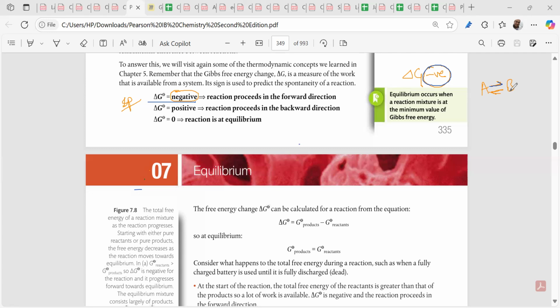Forward, right? If the Gibbs energy is positive, the reaction is non-spontaneous. What does a non-spontaneous reaction tell you? The reaction is moving in the backward direction. So in any reversible reaction, we can judge which direction it is moving by the Gibbs energy. And if the Gibbs energy is zero, the reaction is at equilibrium.